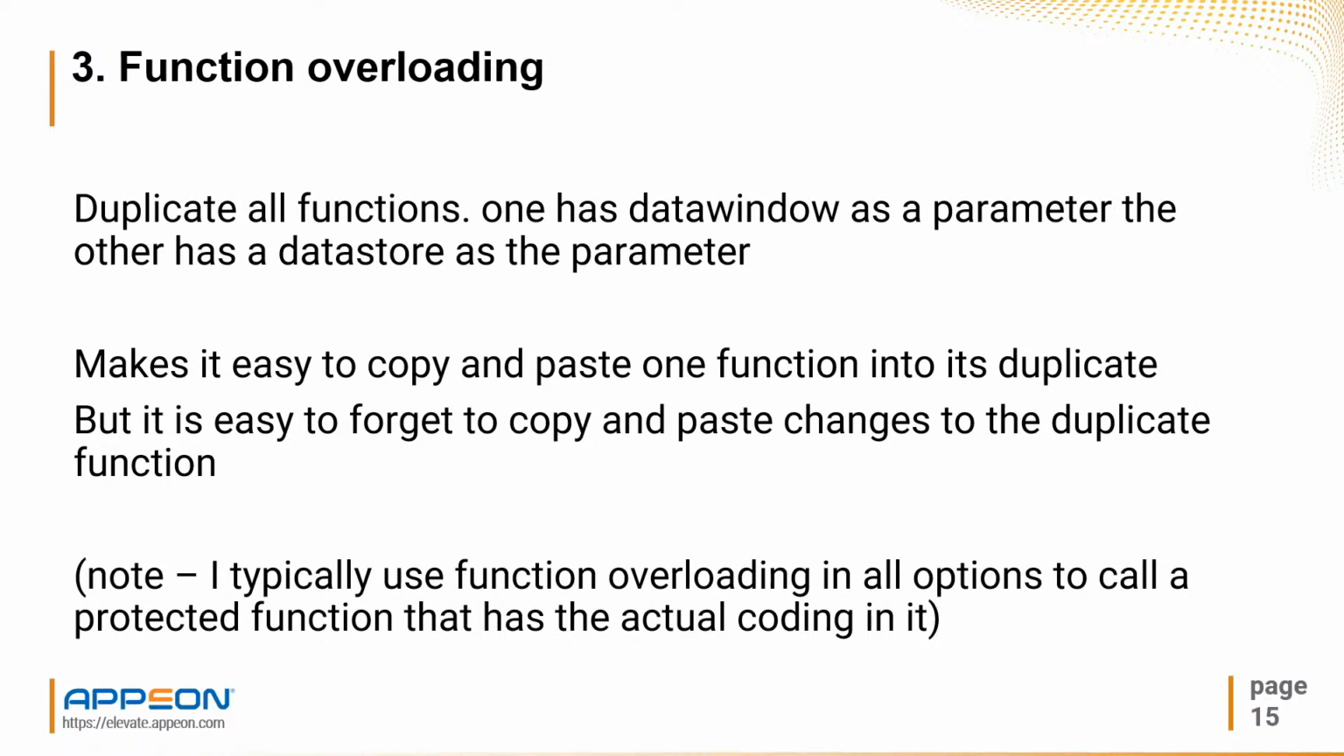Third option is function overloading. The idea there is you're going to write the same exact code multiple times, one for data window, one for data store, possibly one for DataWindowChild if you're going to use that. In that scenario, what you typically would do is create the data window one first, get it working, and then copy all that code to an overloaded function for the data store. Anytime you make a change to the main one first, you then copy it over to the secondary ones. So it's a lot of copy and paste, which is pretty quick and easy. However, it is easy to forget to copy those changes over. And anytime you have multiple copies, you run the risk of having a mistake where one isn't exactly the same as the other.